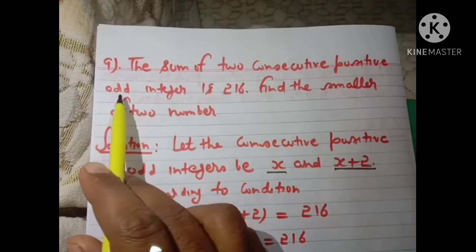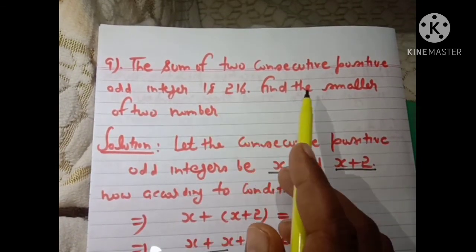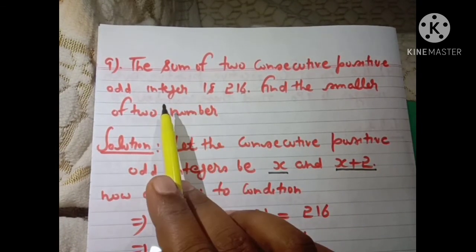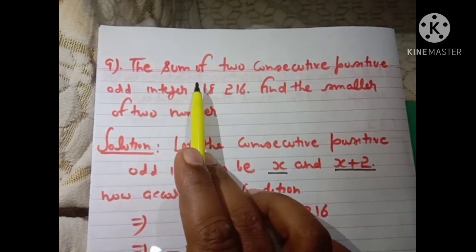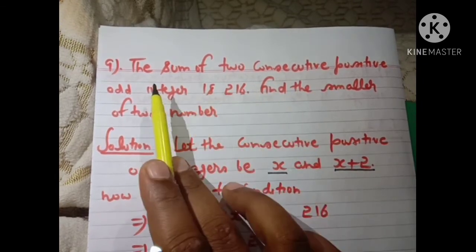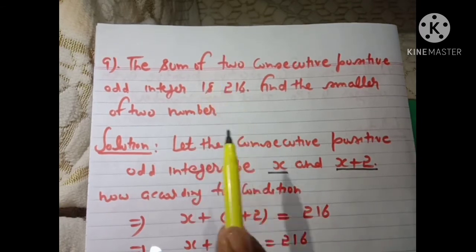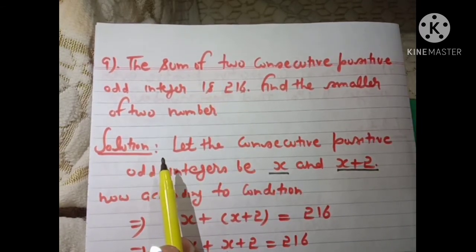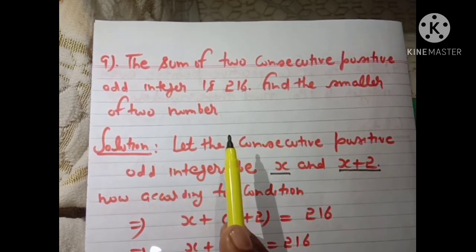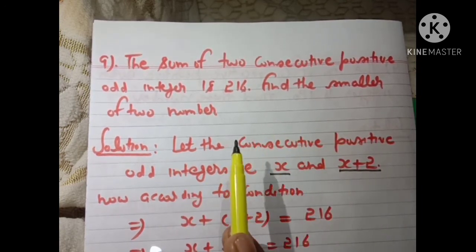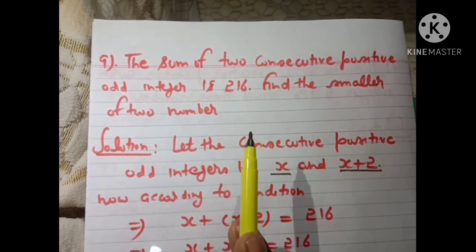So okay, now you can see in the ninth sum, the sum of two consecutive positive odd integers is 216. Find the smaller of the two numbers. So in this case we have to find out the value of the smaller number, and only two consecutive positive odd integers we have to use, and we can use this condition to find out the solution. Now first of all we have to suppose the values of the two consecutive numbers. How can we suppose? I just explained the condition that if any two consecutive numbers are given to us, then these two numbers only differ by 2.